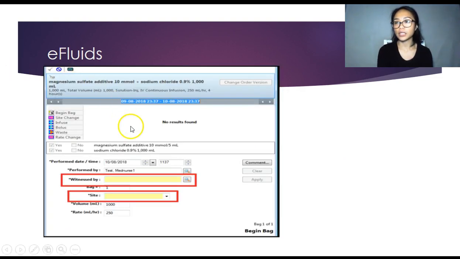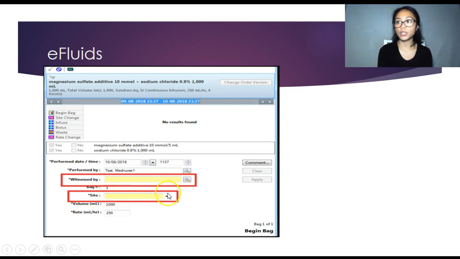This is what you'll see once you try to start the documentation. So it'll give you a date, the time, your name will be there once you're logged in with your access, witnessed by, because IV, anything in parenteral routes have to be checked by 2 nurses. So you have your witness there, and then once you start typing their name, you find the nurse and you click that one.